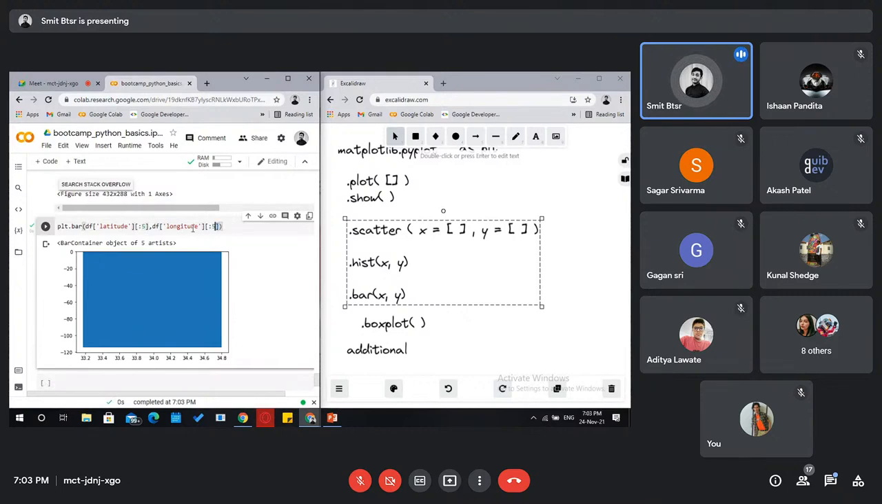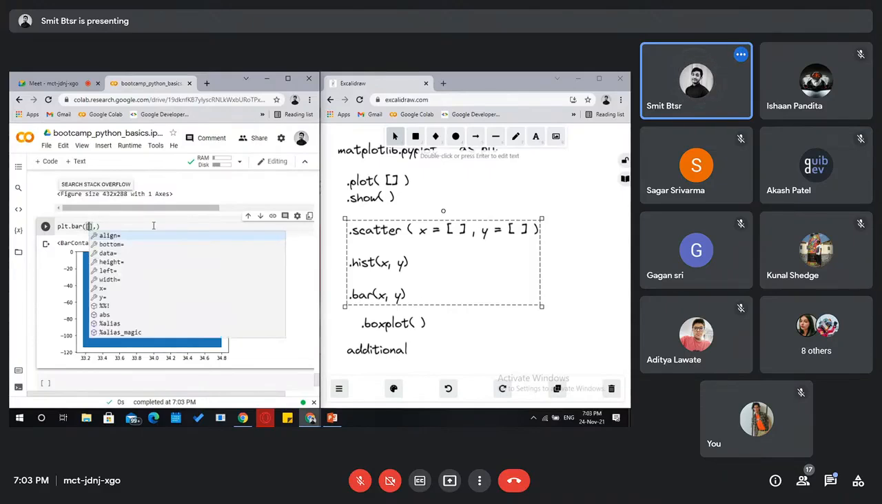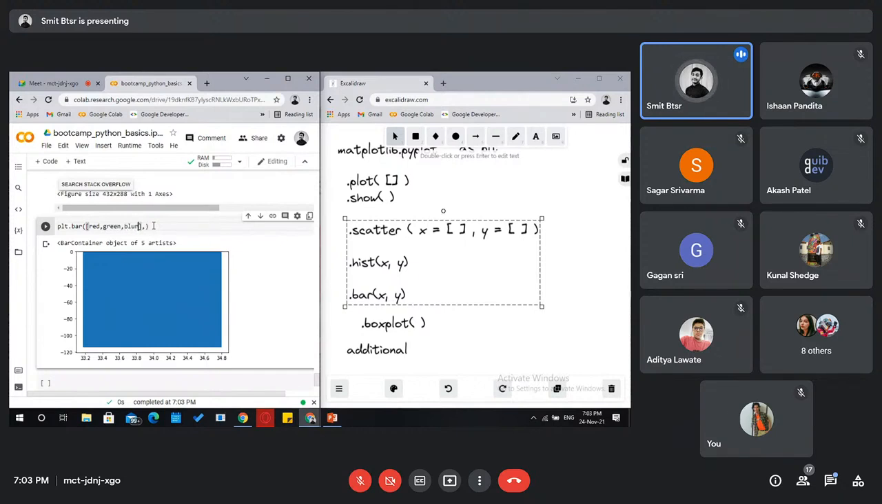Okay, what we can do is use a simple list here instead of going with the whole 17,000 data. What we can do is just say red, green, blue, and then we can use any kind of data for this graph.